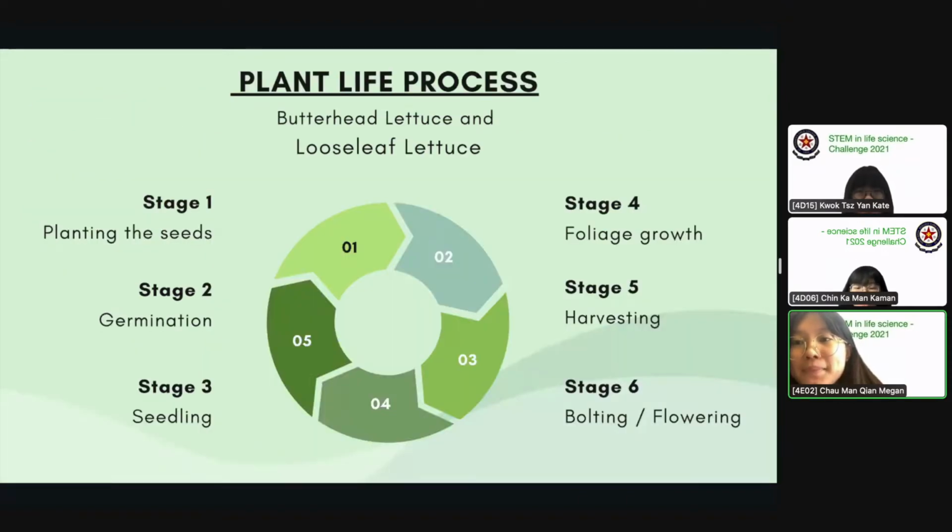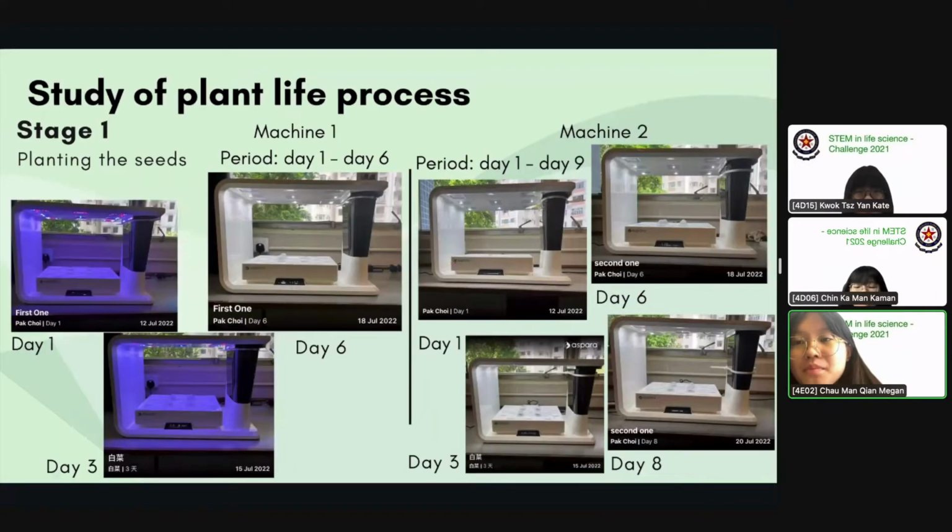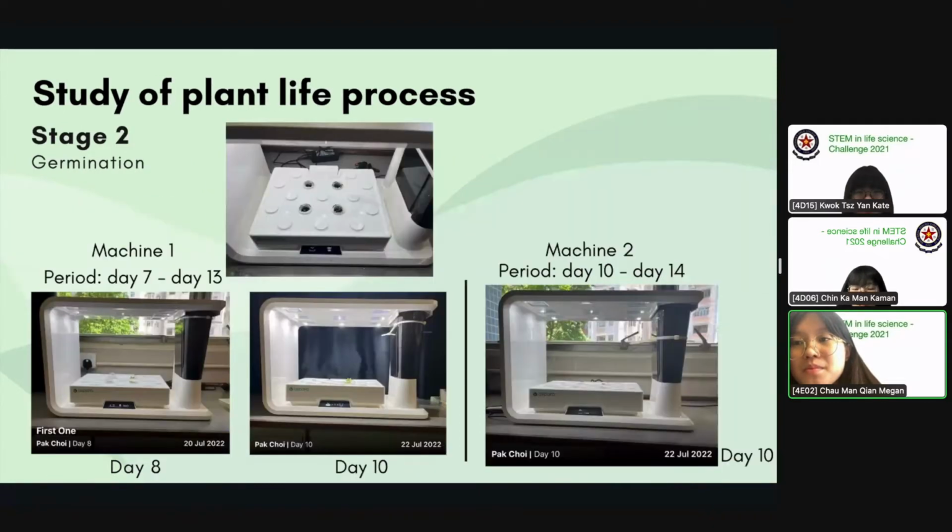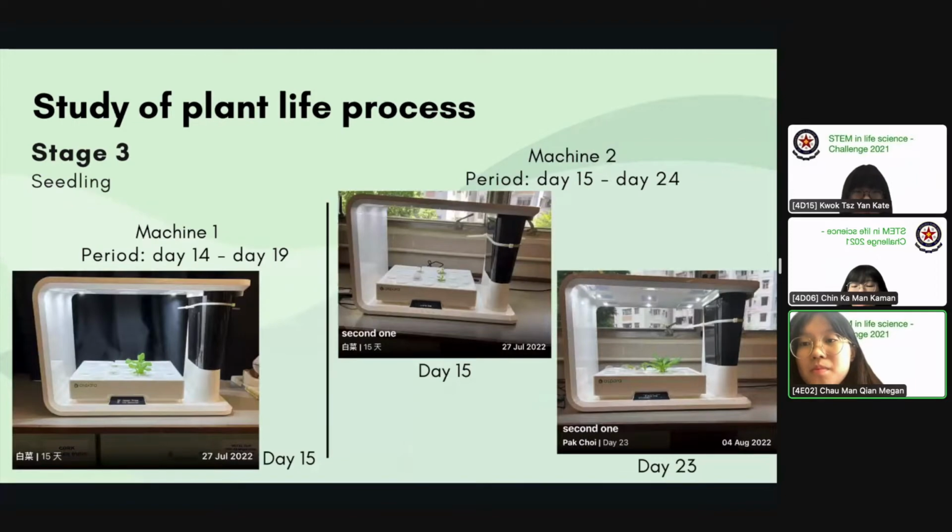There are 6 stages in the plant life process. Stage 1 is planting the seeds. We can see that white light takes more time to plant the seeds. Stage 2 is germination. From the photos, we can see that the leaves in machine 1 have been growing since day 10, while that of machine 2 has not grown yet. Stage 3 is seedling. Comparing the photos of both machines on day 15, the plant under machine 1 is taller than that of machine 2.